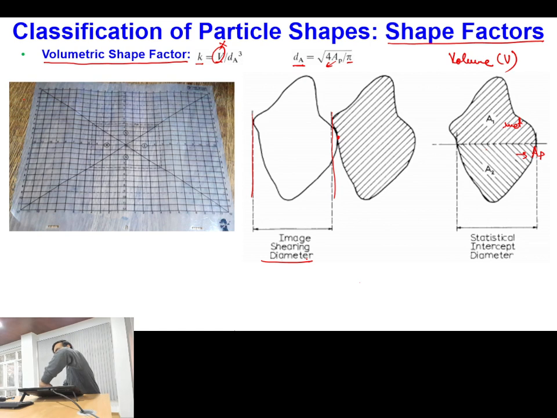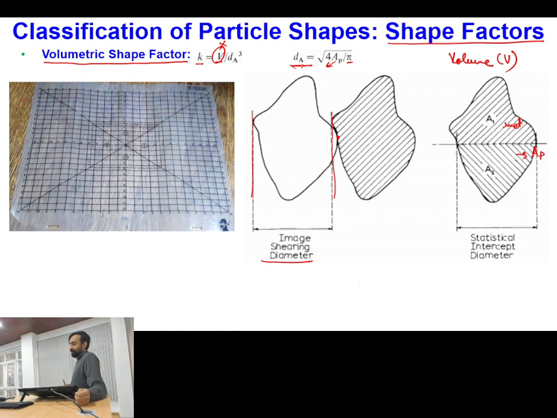Now I can also move this image in the upward direction. I can also move in downward direction, rightward direction. I can move arbitrarily in any direction. Okay. So what I have to do, I have to do multiple trials in all the directions, and then determine different values of image shearing diameters. And if I simply take the mean of these image shearing diameters, that will also give some approximate value of d. Is this one clear?